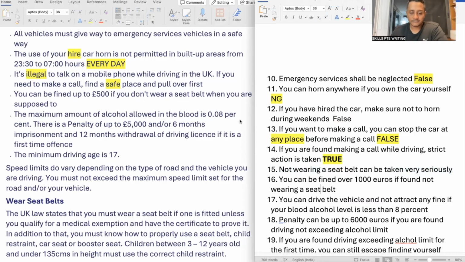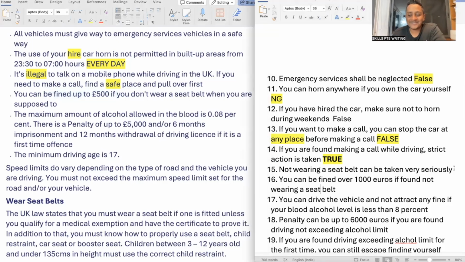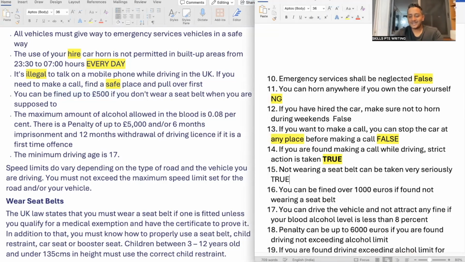Not wearing a seat belt can be taken very seriously. 15th. Sharon says true. Very seriously can be about fining up to euros 500. Correct? Around 40,000 to 50,000 Indian rupees. Of course, it can be taken very seriously. So you can consider this as true. You cannot say 500 euros is not at all about serious things, so I'll write false. No, 500 euros is a big thing. Come on. Correct? So it's true.